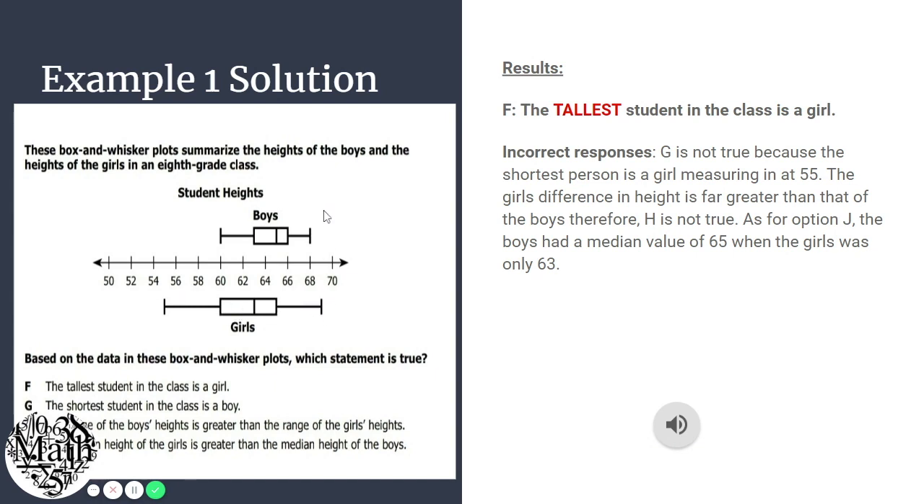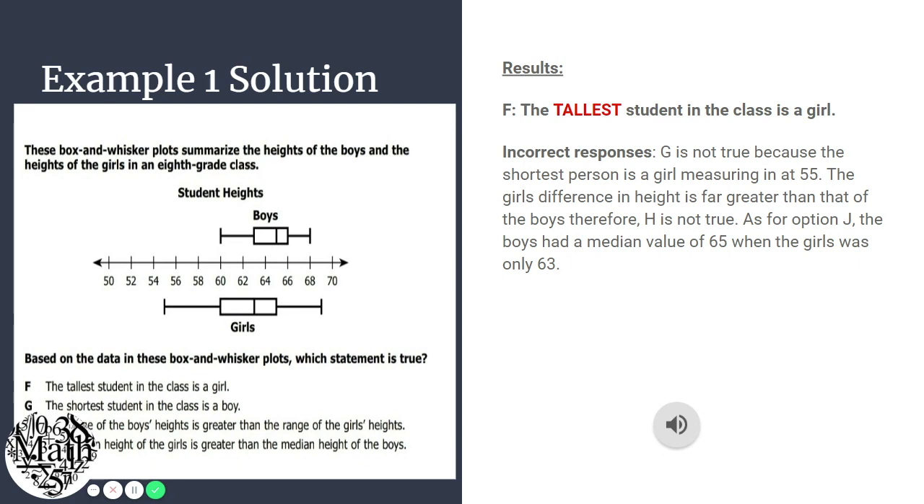Let's talk about the incorrect answers and why they are incorrect. As for G, it's not true because the shortest person in the class measures in at 55, and that is a girl and not a boy. For H, it says the range of the boys' heights is greater than that of the girls' heights, and that is not true because the boys' difference in height is only 8, where that of the girls is coming in around 14. Therefore, that one is not true.